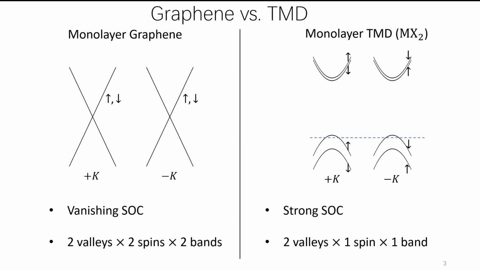Roughly speaking, there are two valleys times one spin times one band in TMD, and this makes theoretical modeling much easier compared to the graphene system. The energy scales associated with TMD systems are also relatively larger than graphene, partly because electrons have a mass in TMD, while graphene is massless.